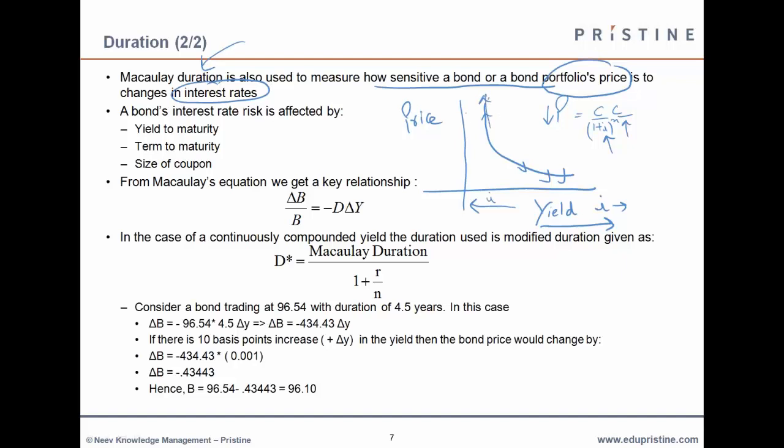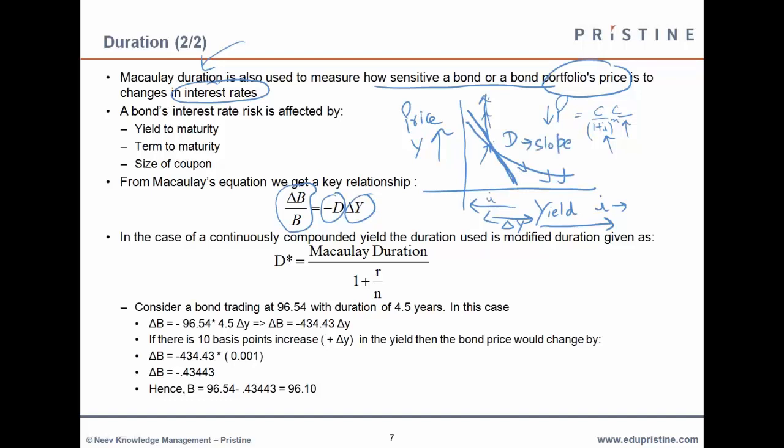Okay, now if you draw a line tangent to this price-yield relationship, this tangent line can be shown by an equation: percentage change in prices, the y-axis, is equal to minus duration times percentage change in yield, the x-axis. Okay, so this is a straight line equation where duration is acting as the slope.